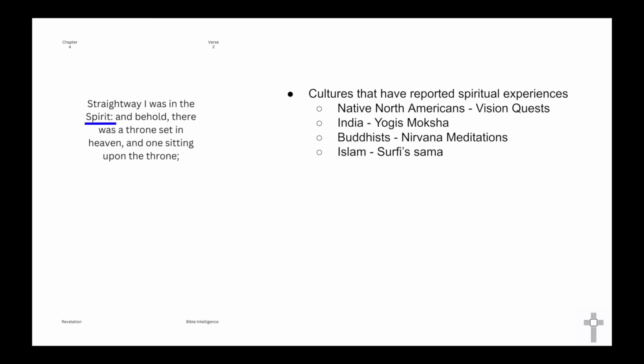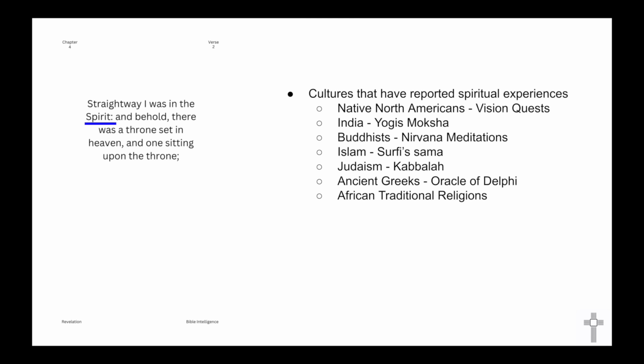In Islam, the Sufis have this thing called sama. In Judaism, there's the Kabbalah. The ancient Greeks had the Oracle of Delphi. There's various accounts of this happening in African traditional religions. There's the Siberian shamans that have their trances. The South Americans have these ayahuasca ceremonies. So there is a lot of the spiritual experiences that we do see in other cultures.